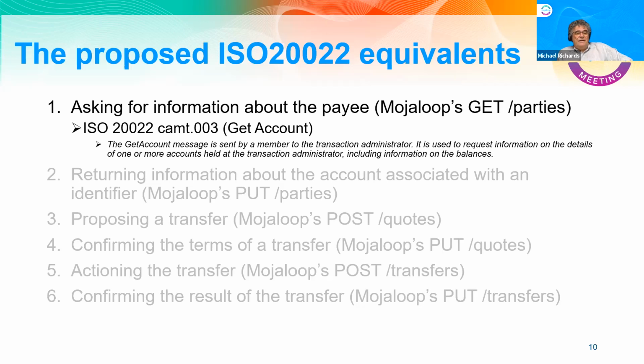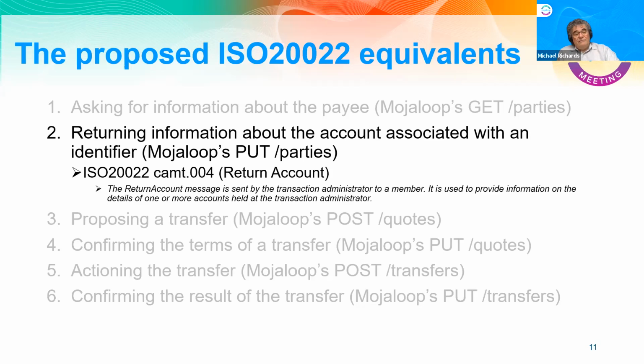And if we did, the CAMT.003 get account message, we think is the one that should be used. This has a parallel return message, which is a CAMT.004, which returns information about the account, and in particular, of course, whether the account was actually found or not. So that's the first pair of messages.